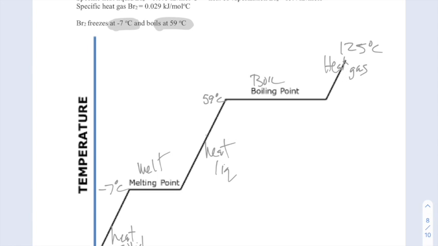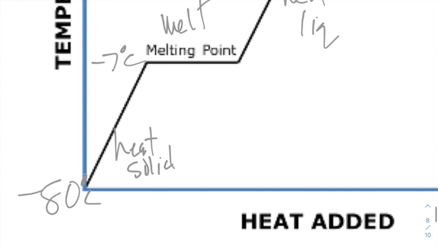But that's not the case. The case is that we want to go from negative 80 all the way up to 125. So we're going to do this in 5 different steps. So step 1 here, we are going to heat up a solid.